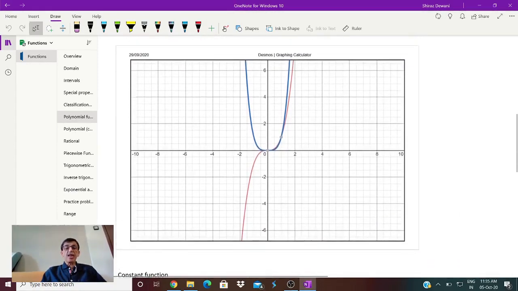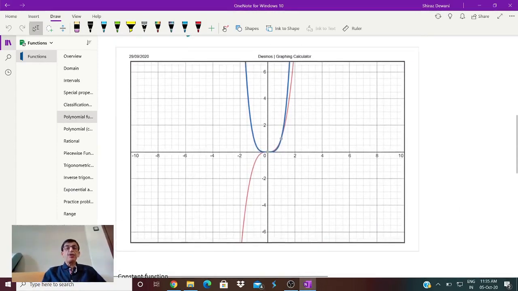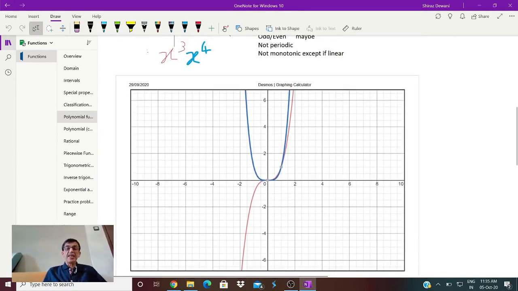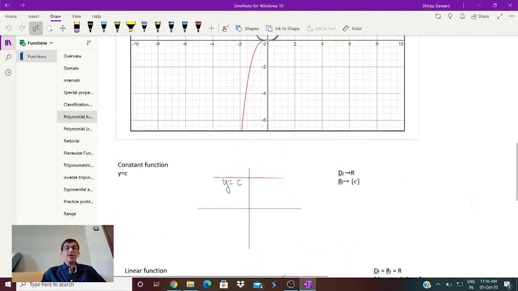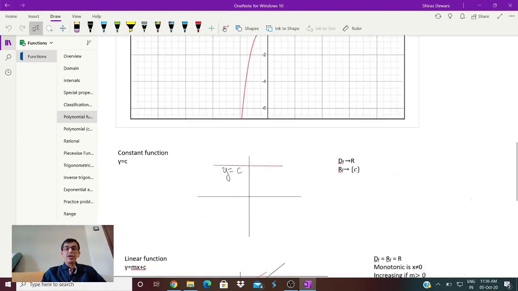Now we consider some special graphs. Here we have x to the power 3 and x to the power 4. This red graph is x to the power 3, the blue graph is x to the power 4. You can see that the domain and the range for the red graph is R, whereas the domain for the blue graph is R, but the range will be from 0 to infinity, including 0. So this is x cube and x raised to the power 4.